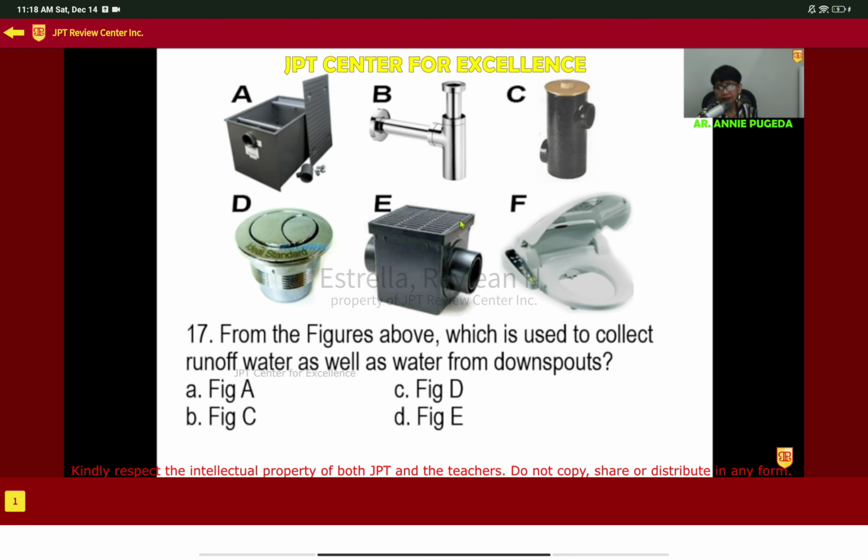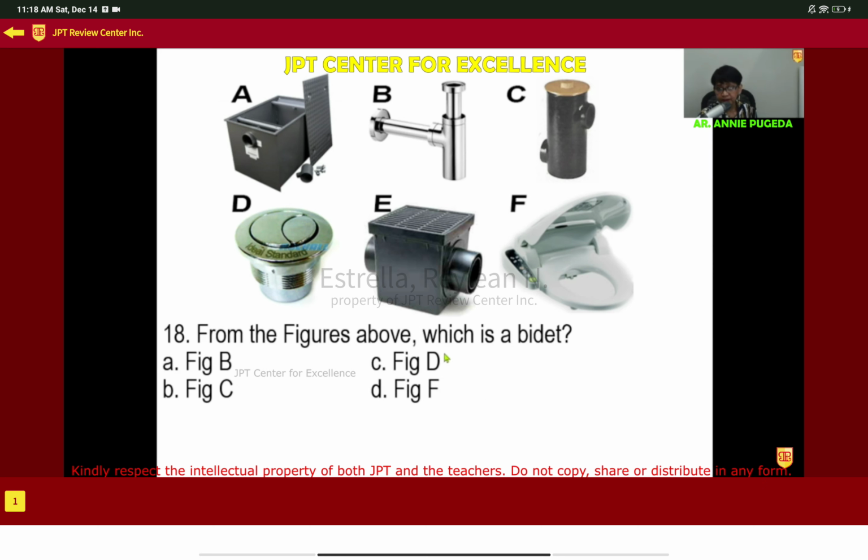So, kitang-kita nyo na ito is a catch basin. Pwede siyang ADCB or area drain catch basin. So, figure E is in letter D, figure E. Okay, again, please know your letter coordination. Which is a bidet. So, alam yung bidet, yung bidet spray or yung hinahawakan nyo, handheld bidet spray. Pero sa Japan, yung mga ganyan.